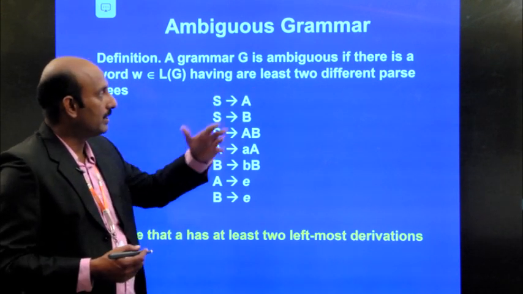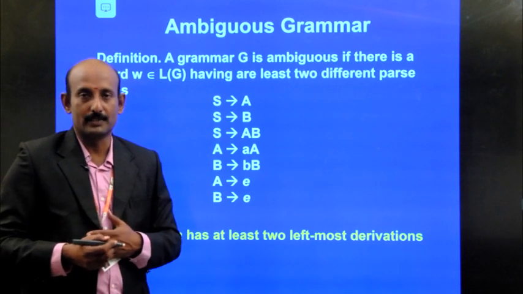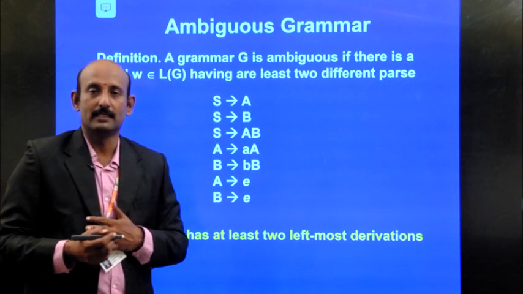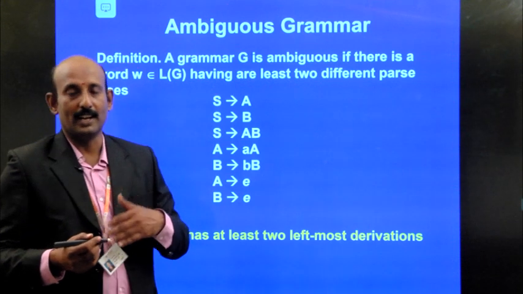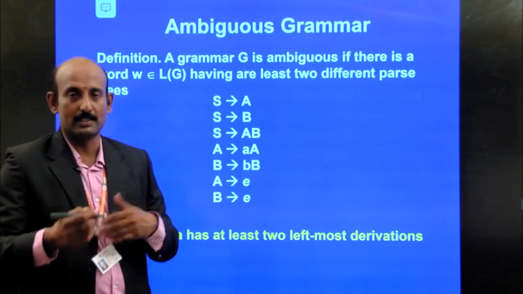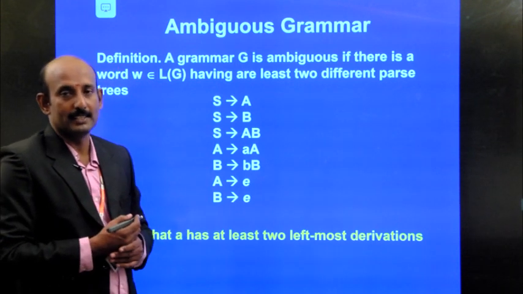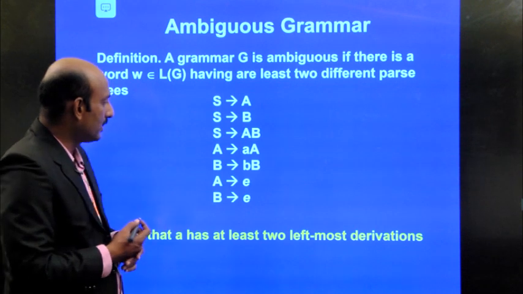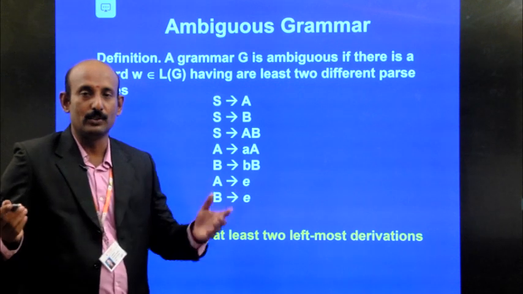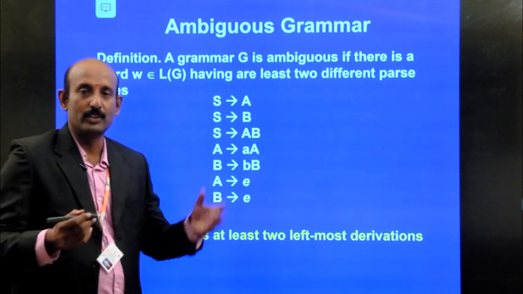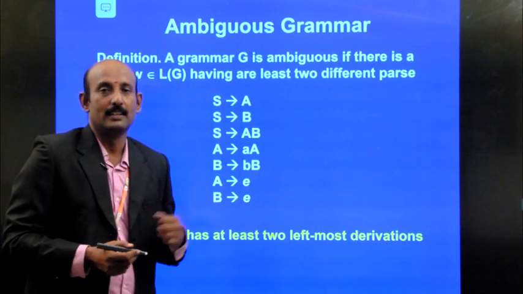Both are the same, but we can write them in different forms. At least two different parse trees: the grammar that generates two different parse trees for the same input string is said to be ambiguous. By the definition of LMD or RMD we can define it, or else by using the parse tree we can also define ambiguous grammar. So we have to use leftmost derivations and rightmost derivations. We take two different productions and generate the same input string with them, then the grammar is said to be ambiguous.